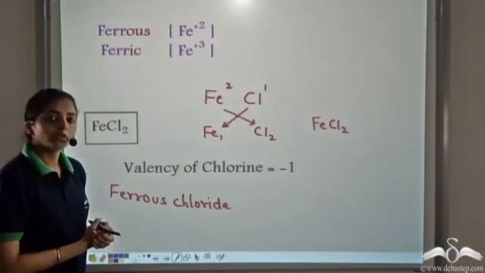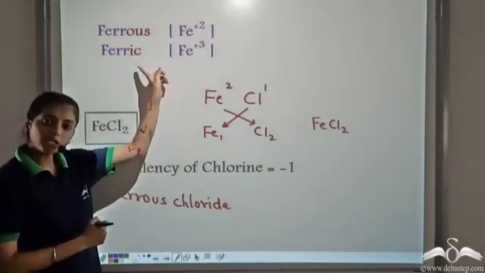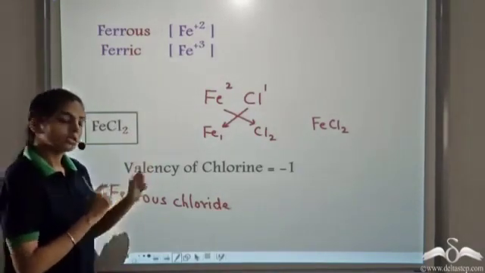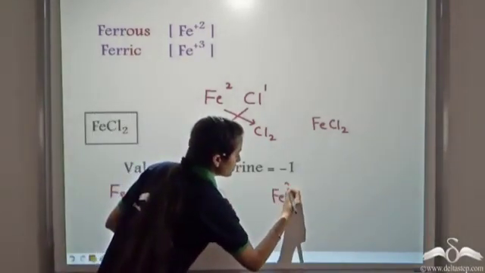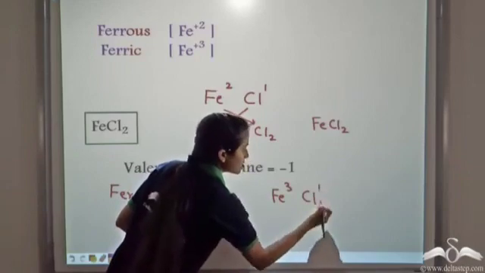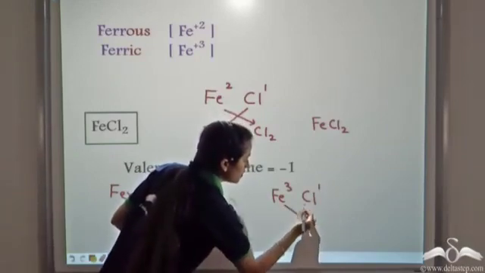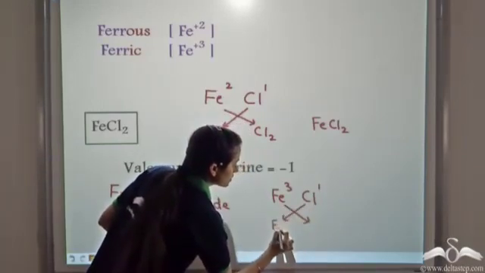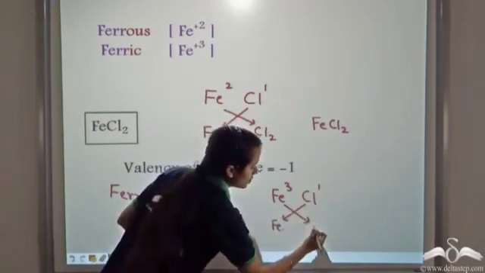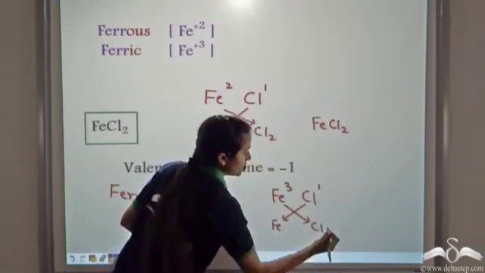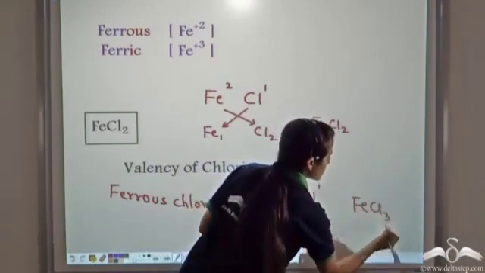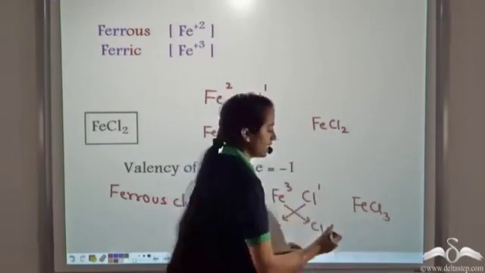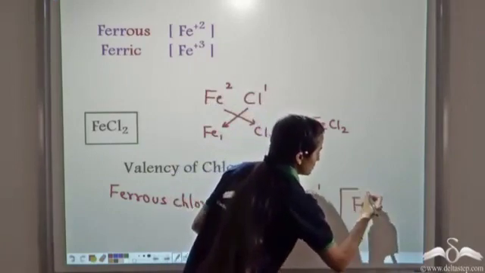So now what is the formula if we use ferric instead of ferrous? If we are using ferric, it becomes Fe3Cl1. We interchange the valencies. This 1 can be ignored and we get 3. So the formula of ferric chloride is FeCl3.